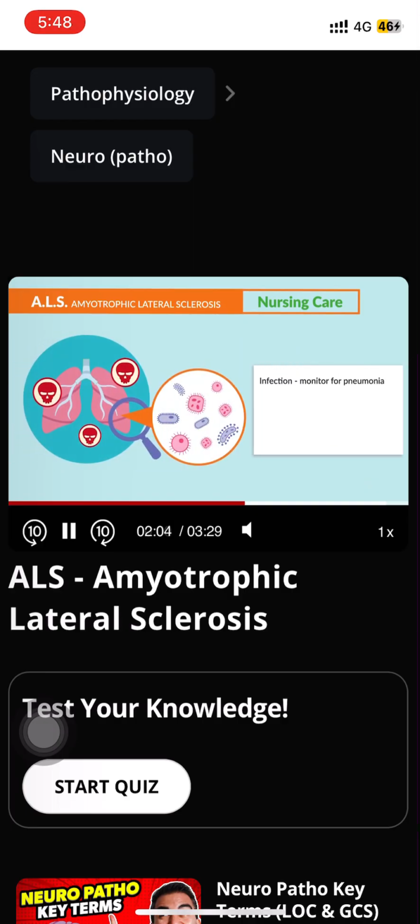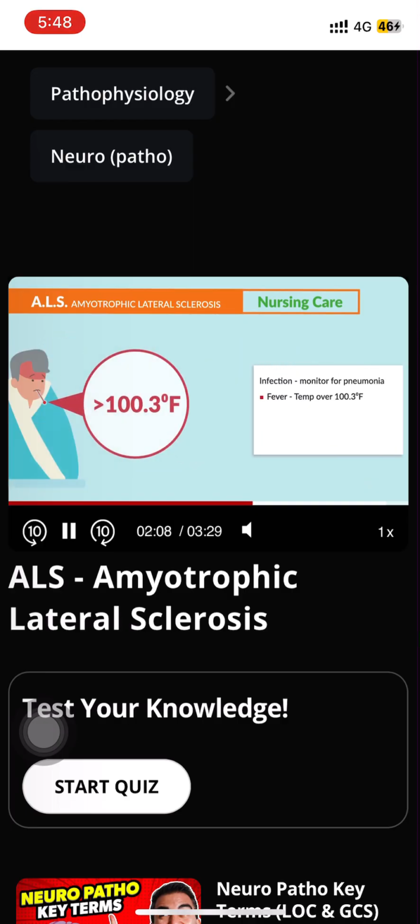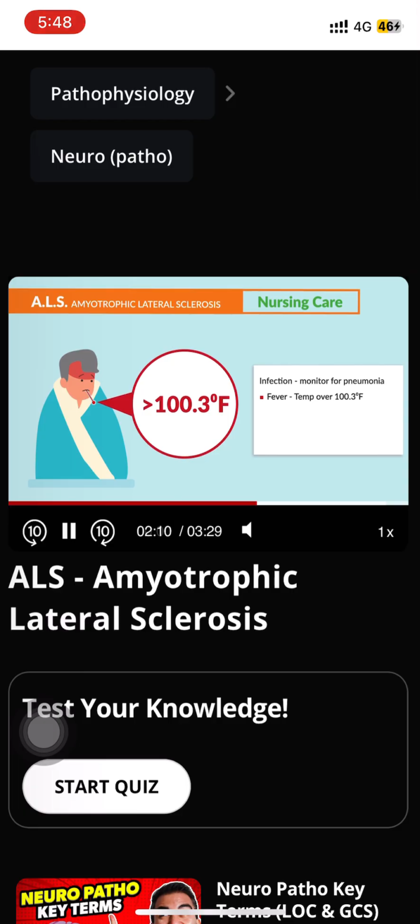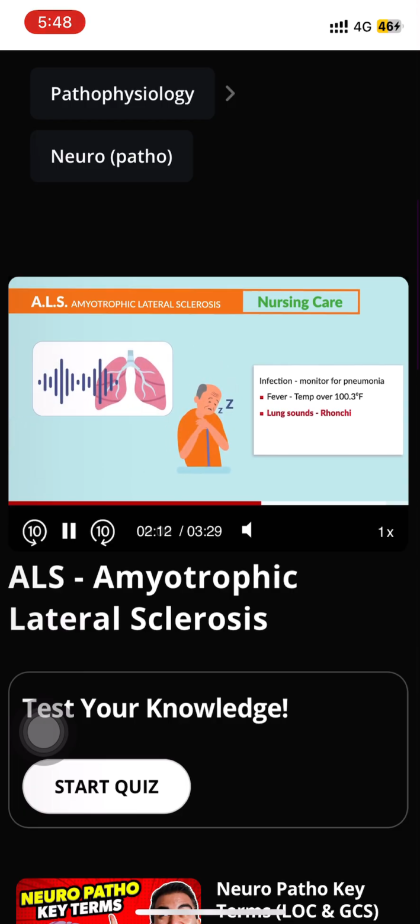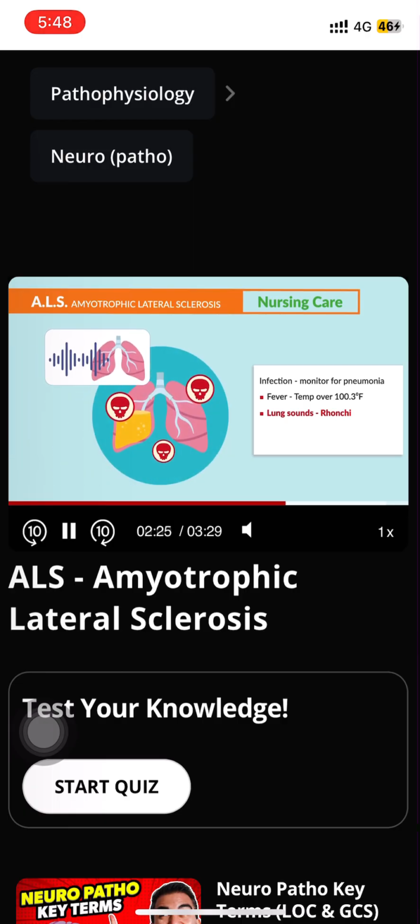So infection is huge. So we monitor for pneumonia, and key terms to write down: fever, temperature over 100.3, and lung sounds that are rhonchi. So rhonchi are just low mucus gurgling that kind of sounds like a low-pitched snore, kind of like this. So think rhonchi is a really bad infection with tons of mucus.